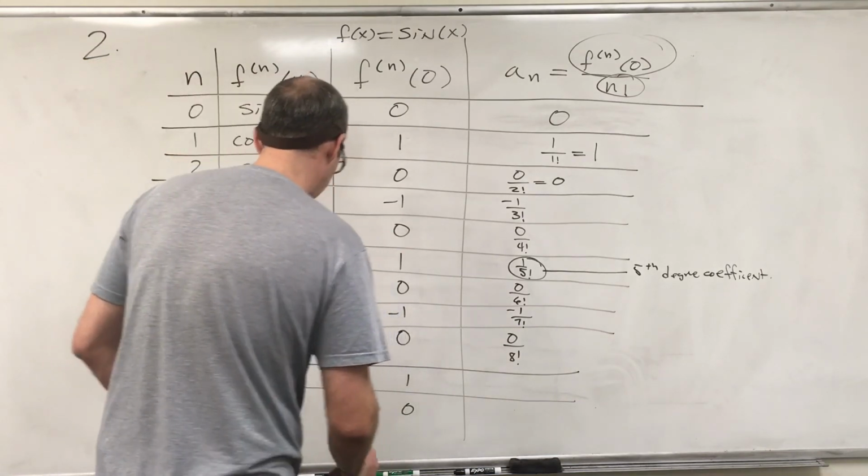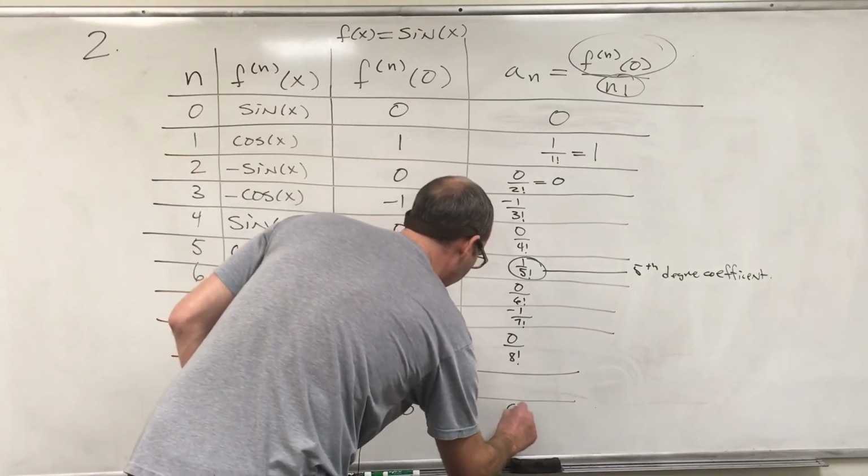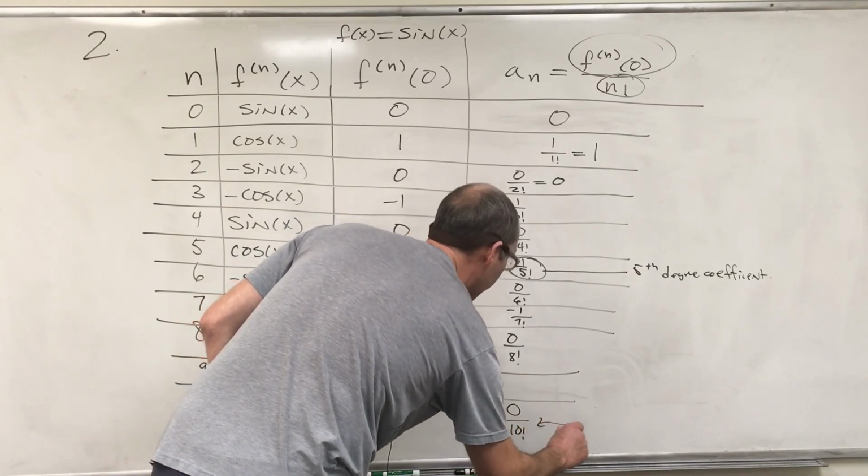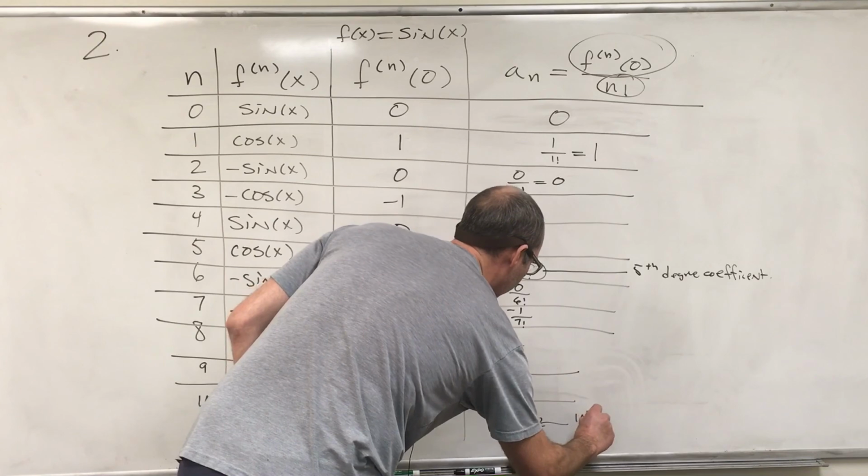Okay, so a10, we're going to have 0 over 10 factorial. This is the 10th coefficient.